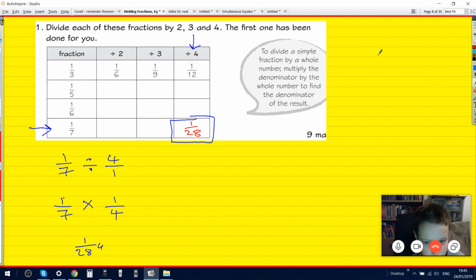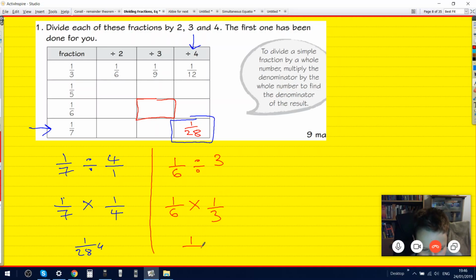How would you get what goes in this box? So that one is 1/6 divided by 3. So again, the flip, change, keep method is one of the simplest ways to do it. So you would keep the 1/6, turn the divide sign into a times sign, and flip the 3 to make 1/3. And so 1/6 times 1/3 equals 1/18. Well done.